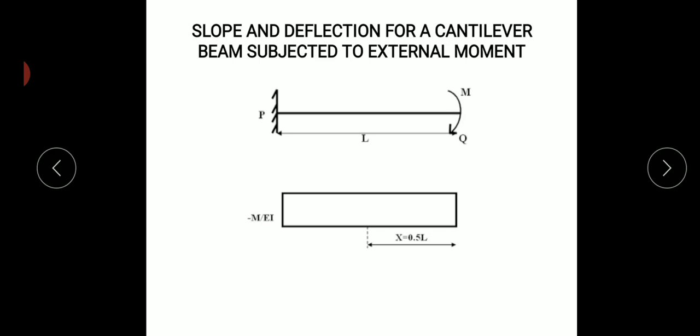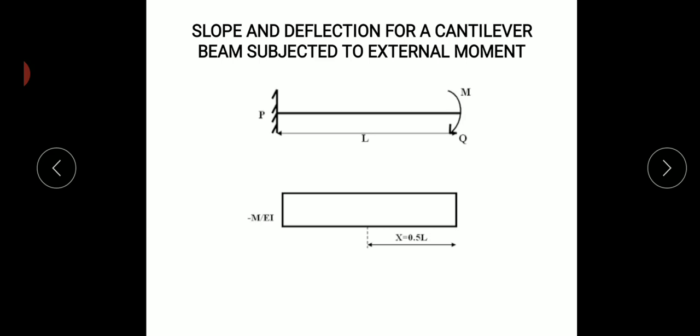Apart from the external moment, there is no force acting here. Forget about the self weight. Since there is no force acting anywhere in the span of the beam, the effect of the moment remains unchanged, the same throughout the beam. Hence there is invariability in the M by EI diagram.